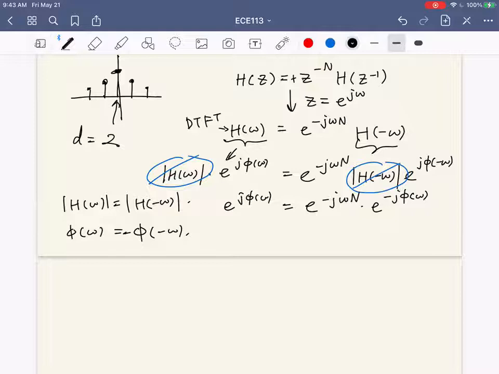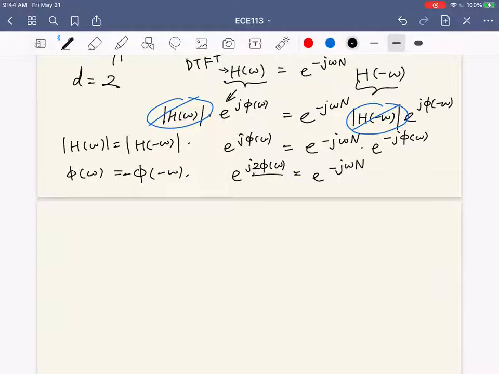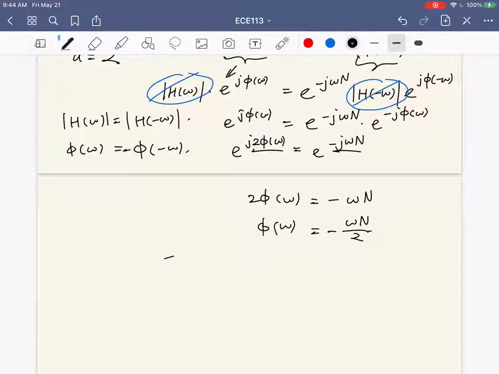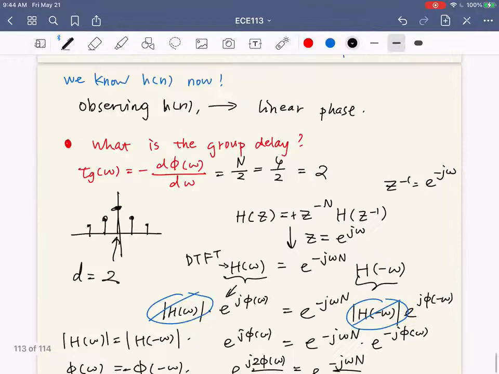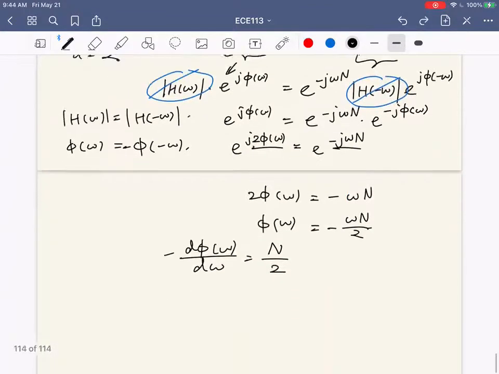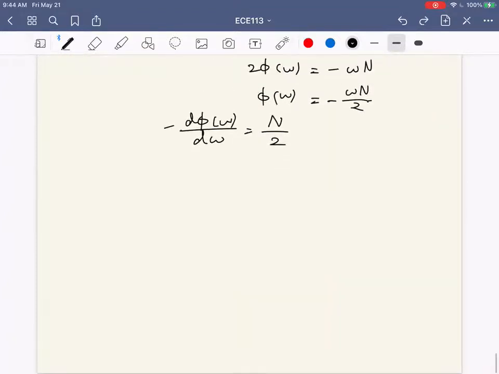Right? And I just can't stop myself from moving this to the left. And we will get e to the j 2 phi omega, right? Equals e to the minus j omega n. Wow. So the problem is solved. Woohoo. Correct? And then we do the differentiation. It's n over 2. Wow. So it matched the equation we used earlier, right? So you see, getting the group delay is not difficult at all.